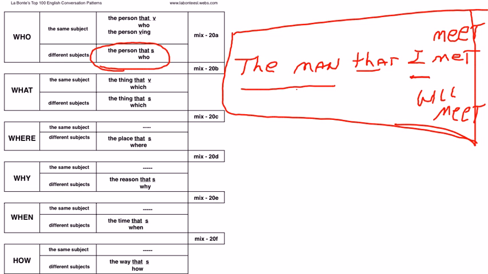Once again, if you have a magazine with a lot of pictures, you can just point to something and say, is that the guy you met yesterday? Is that the guy you plan to meet? Is that the guy you have to meet? Is that the guy you need to meet? Once again, different subjects.